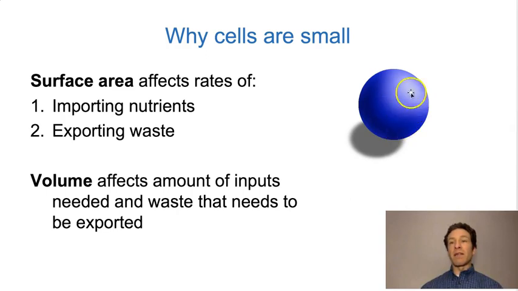Of course, we wouldn't design factories as a sphere, and not all of our cells are spherical. But this still gives us a general idea of why it's hard for an object to get larger, or at least for a living cell to get larger, without running out of surface area for import.